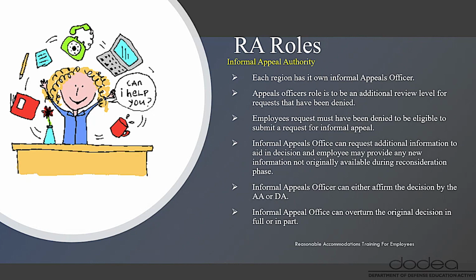The informal appeals officer will work with the DPM, and it'll be issued from the informal appeals officer, but it will come from the DPM to you through email, and the IO will be copied, and they can either affirm the decision that was originally made, they can overturn it and issue a new decision, or they could do some kind of partial decision.